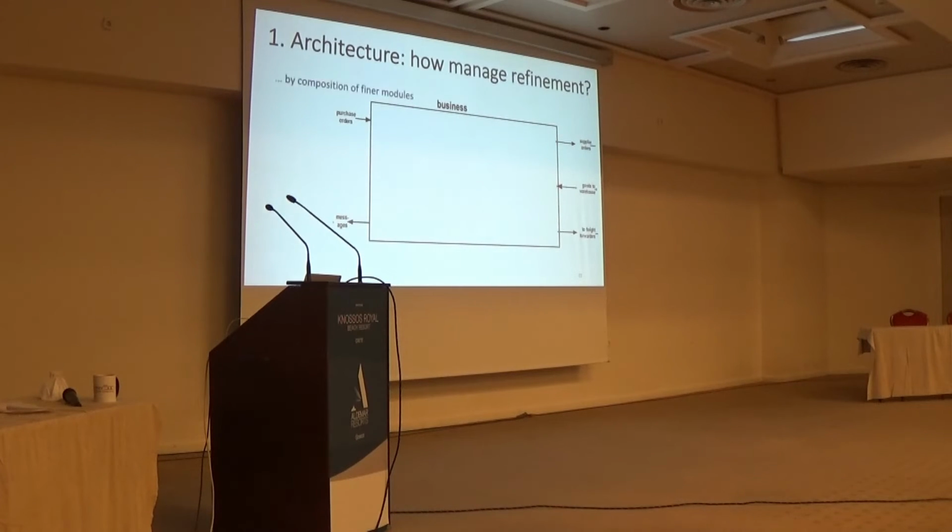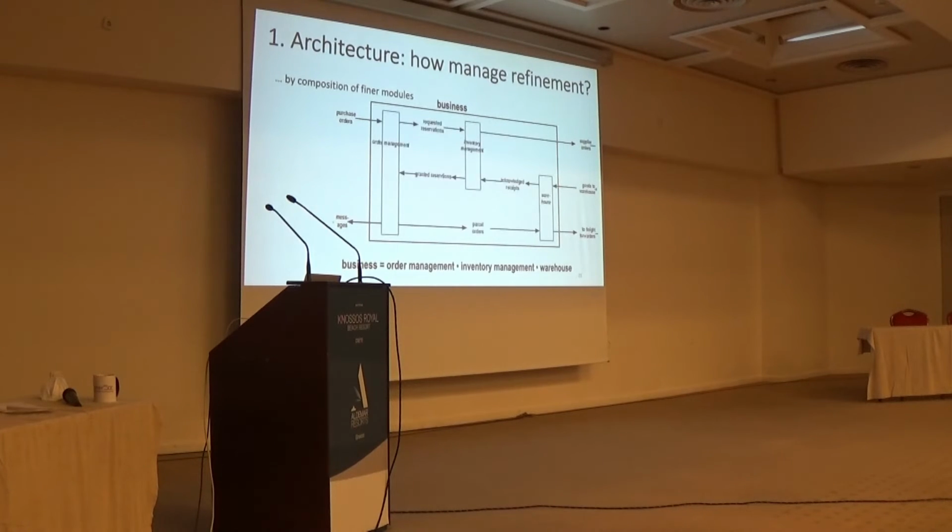Okay. How to manage refinement? I think you have seen this already by proper composition of final models. For instance, here you can see a little bit slow.